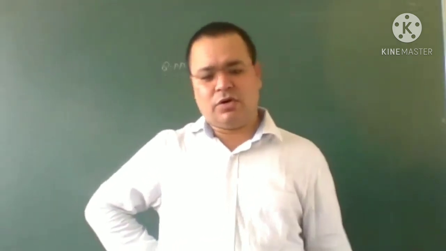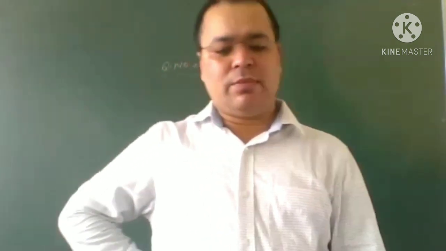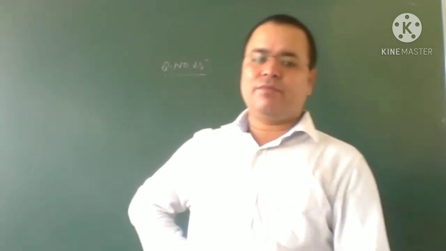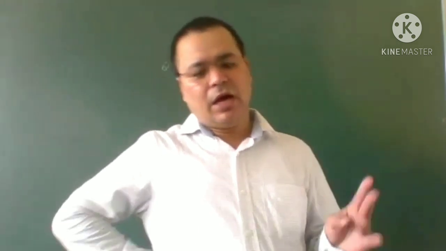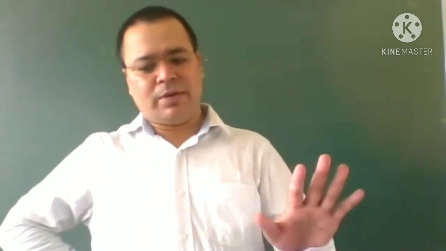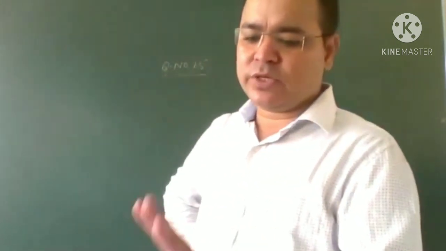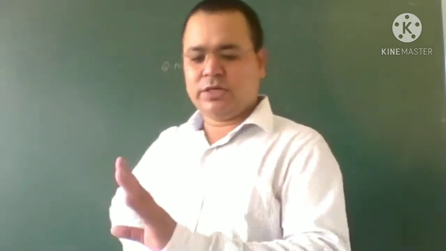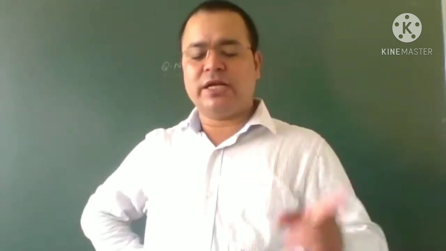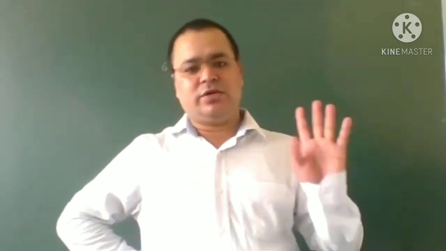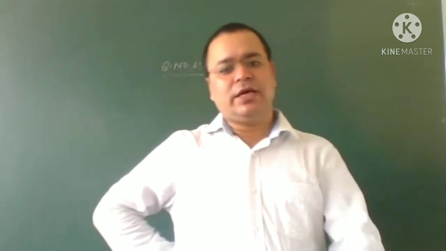Out of these 8 letters, the total number of vowels is 5. That is A, E, I, O, U. A is in EQUATION, I is in EQUATION, E is in EQUATION, O is in EQUATION, and U is in EQUATION. There are 5 vowels in EQUATION.